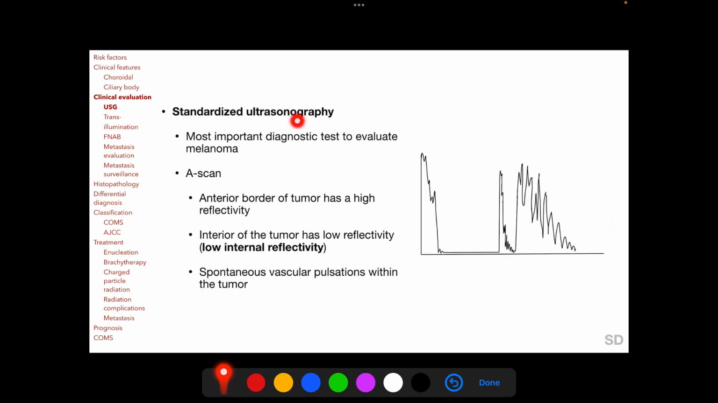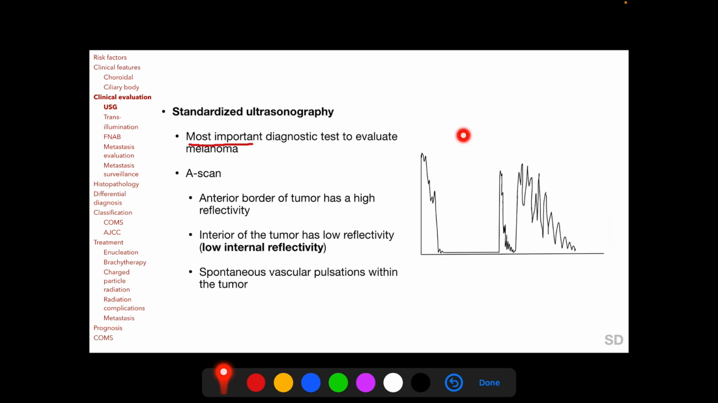Standardized ultrasonography is still the most important diagnostic test to evaluate melanoma, and for that matter any intraocular tumor. By the term standardized, we mean performing a specific sequence of tests while doing the ultrasound so far as the cuts and their orientation are concerned.